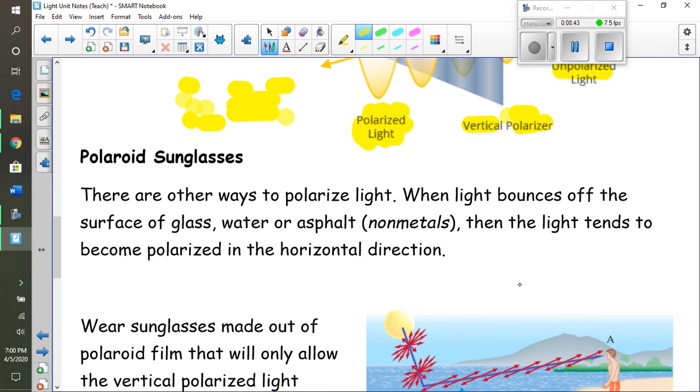Now there are several ways to polarize light. For example, when light bounces off of glass, water, or asphalt, some sort of non-metal, it tends to become horizontally polarized. Okay? Now this has a special name. We call this glare. So when you're driving and you experience glare, what you're really doing is you're having sunlight reflected off the road and into your eyes. We call that glare. And again, it's generally horizontally polarized.